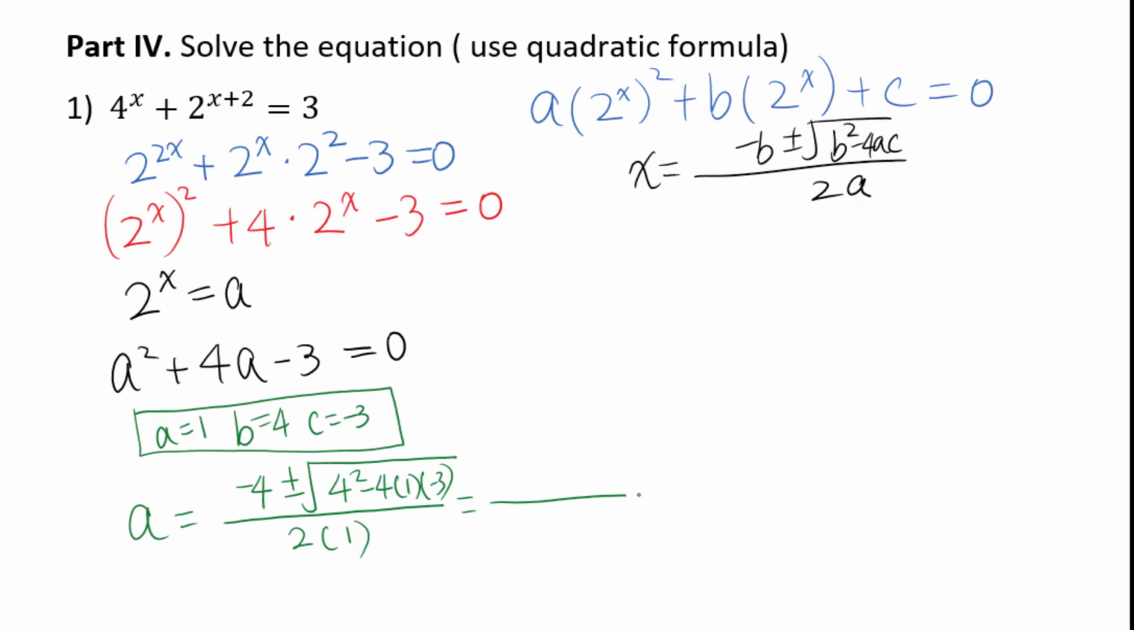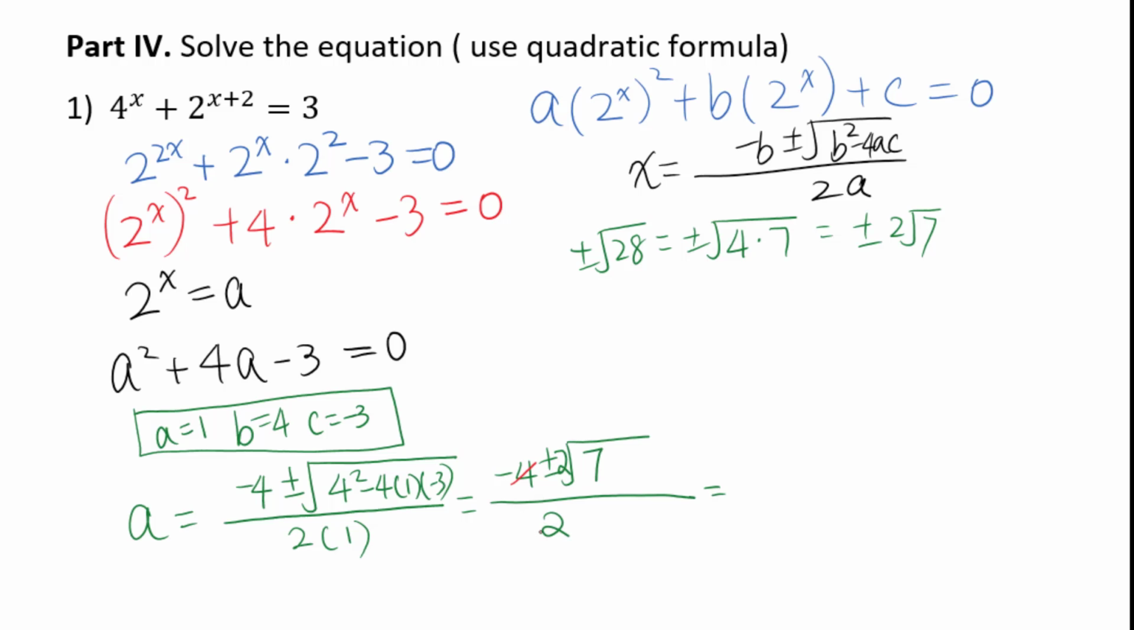So we have negative 4 plus or minus square root. 4 squared is 16. Then negative 4 times negative 3 is positive 12. So plus or minus square root of 28. 28 we can write down 4 times 7. So plus or minus 2 square root of 7, over 2. Reduce. You will get negative 2 plus or minus square root of 7.